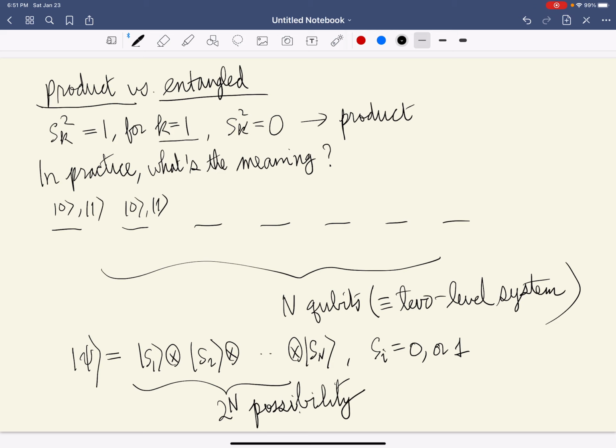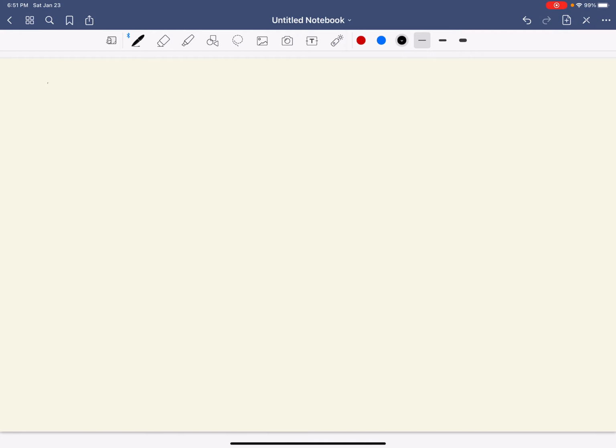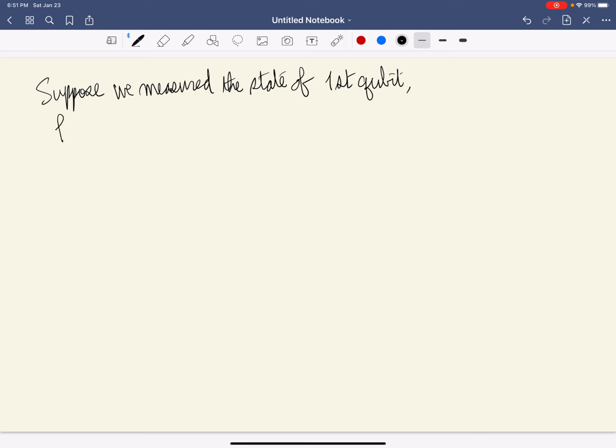Okay, so now suppose such a product state had been prepared by some experiment. And then suppose we did a measurement. We measured the state of the first qubit. And then we found that the first qubit was in, let's say, the 0 state.